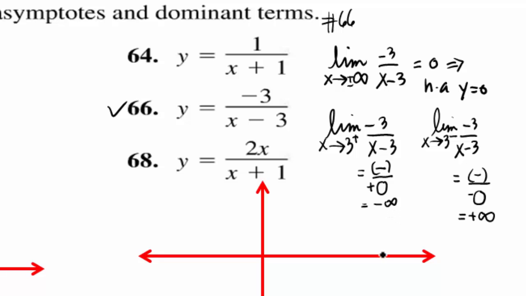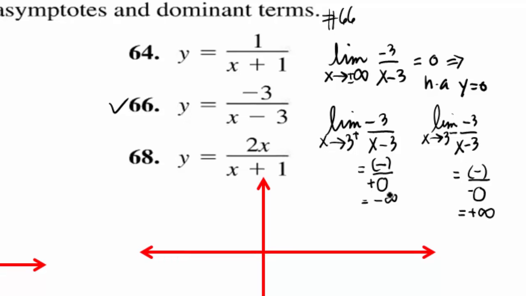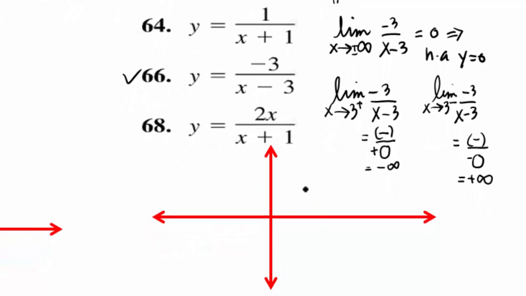So let's go ahead and plot number 66 here, since it's very close to our problem. So we've got a vertical asymptote at x equal to 3. So 1, 2, 3. Draw the vertical asymptote. And then we also have a horizontal asymptote at y equal to 0, so it coincides with the horizontal axis right there.